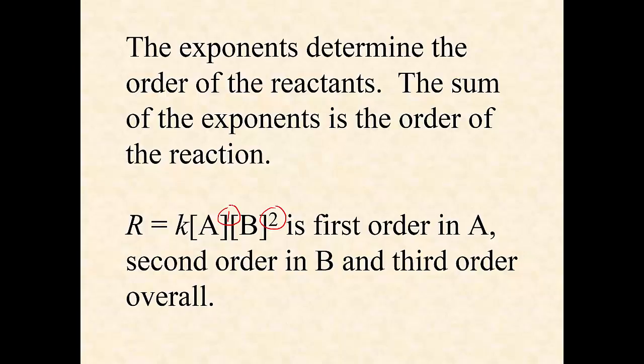The overall rate order, add them together. 1 plus 2 equals 3. So we say this is a third order reaction rate overall. So when it talks about what rate order, you're looking at the exponents. You have to use a rate law to figure out the rate order.